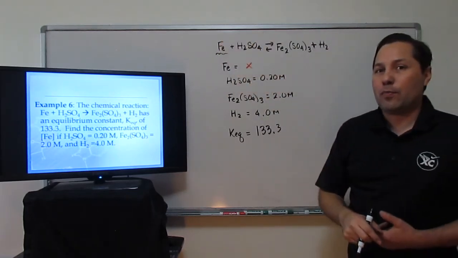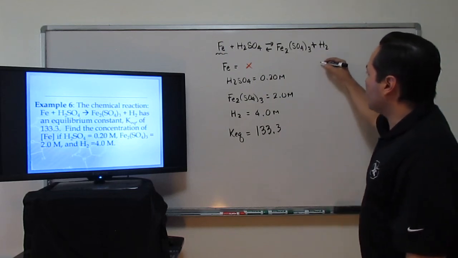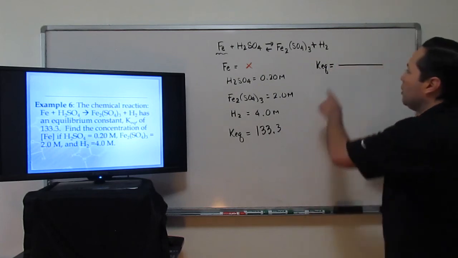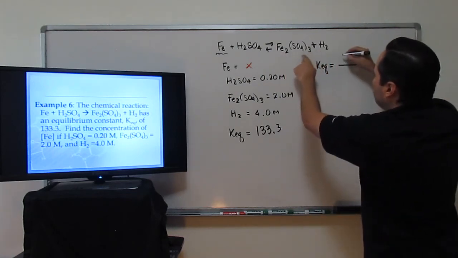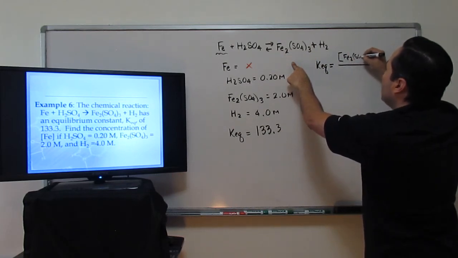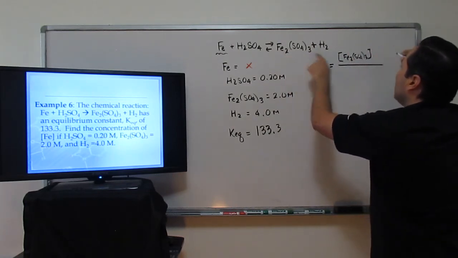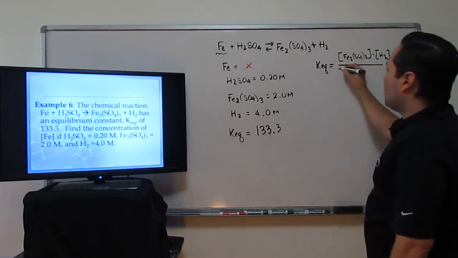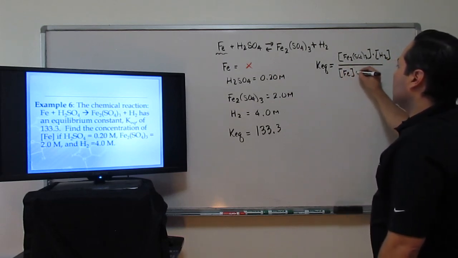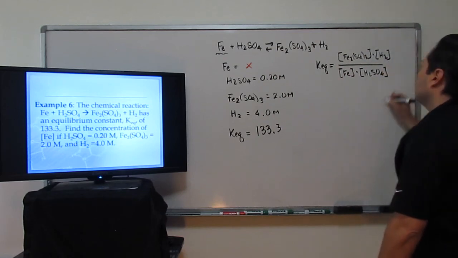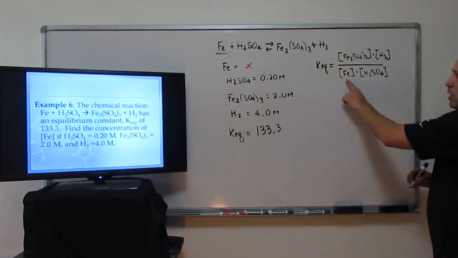So slightly different from the other ones. Let's set up as we did before. KEQ is equal to, we're going to put the product on the top. There's a plus in between them, so we're going to put two sets of brackets. One for the Fe2(SO4)3, that's iron 3 sulfate, and H2, the hydrogen gas. On the other side we're going to put Fe multiplied times H2SO4, the sulfuric acid.